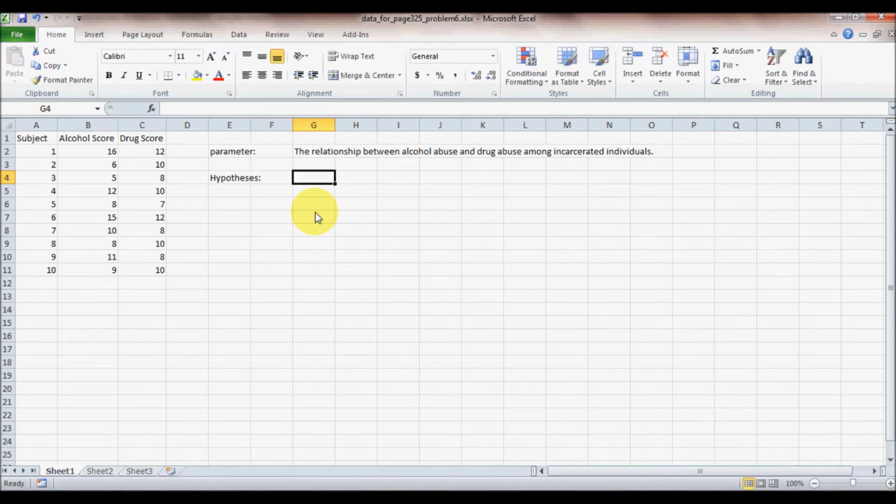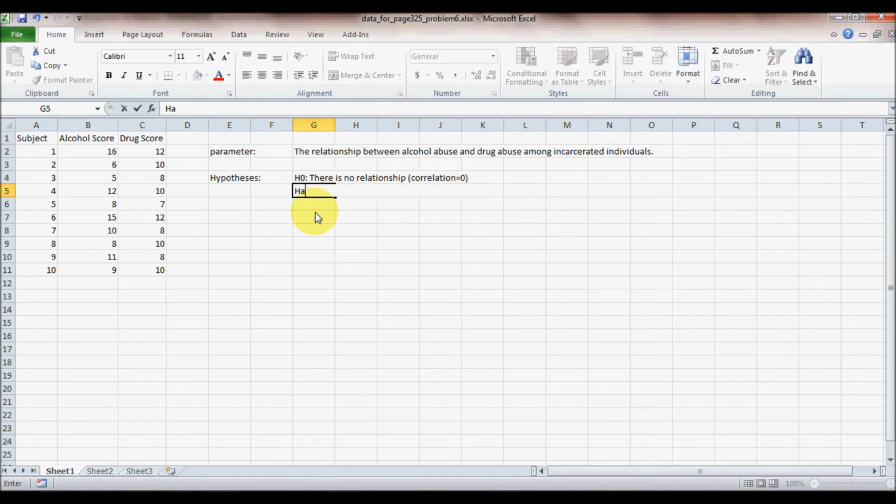The null and alternative hypotheses will be the same for all correlation hypothesis tests. The null hypothesis is that there is no relationship. I'll put this in parentheses, but you don't have to add this to your hypotheses: their correlation is 0. Just to remind ourselves why we call this the null hypothesis, no relationship means no correlation, or correlation equals 0.